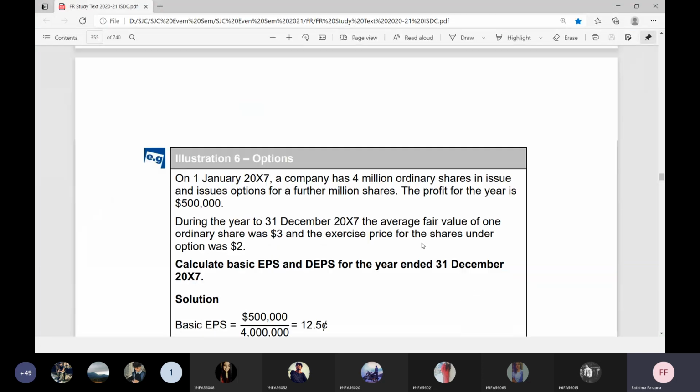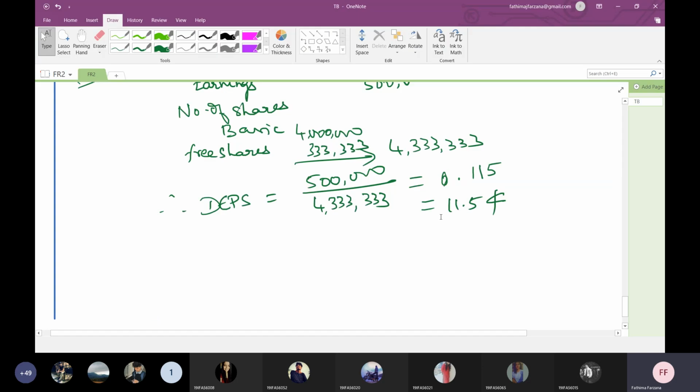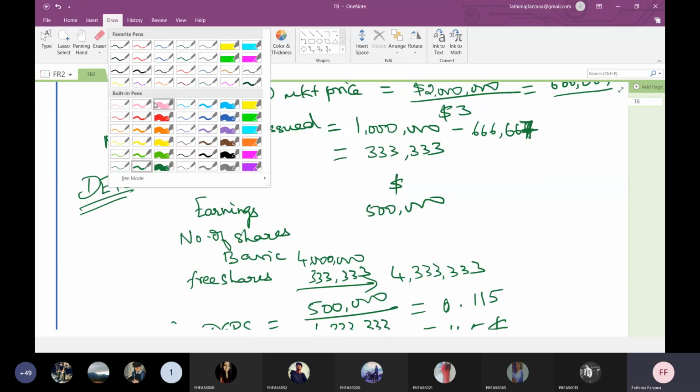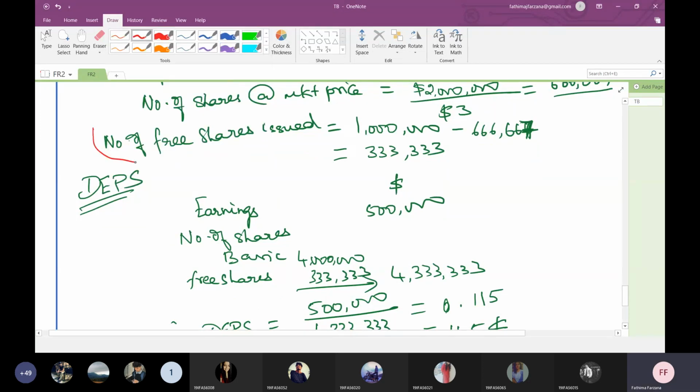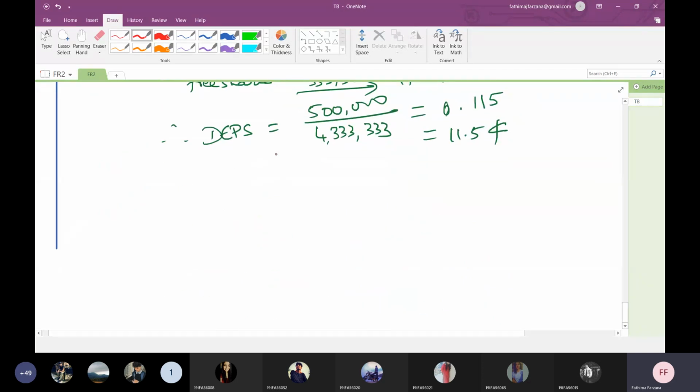I'll just show you in the book if you see this formula. Number of options into fair value minus exercise price divided by fair value. This is a formula given in the book. Instead of computing this entire number of market shares, number of free shares, instead of going like that, you can do in another way based on the formula.